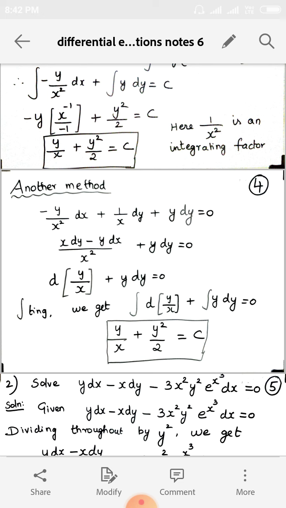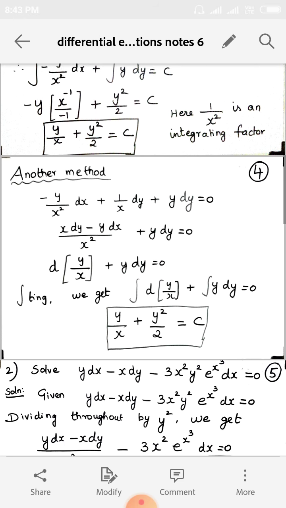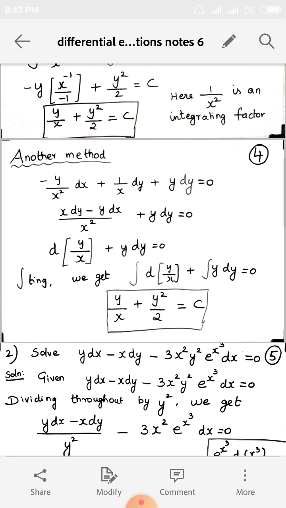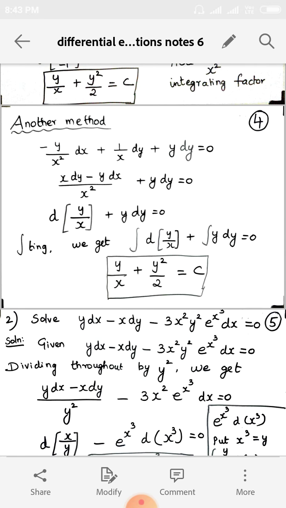So see the equation, the same equation, minus y by x square into dx plus 1 by x into dy plus y dy is equal to 0. Just split the equation. See the first two terms, taking LCM. x square is the LCM, so take the LCM. First write the dy term. So x dy minus y dx plus y dy is equal to 0.